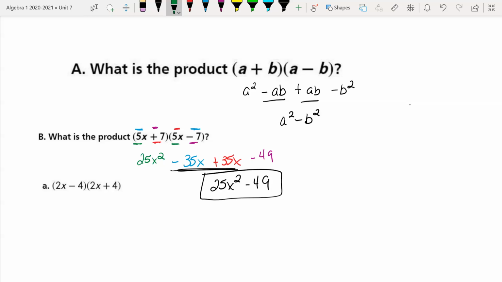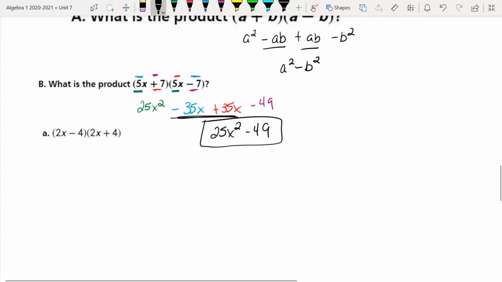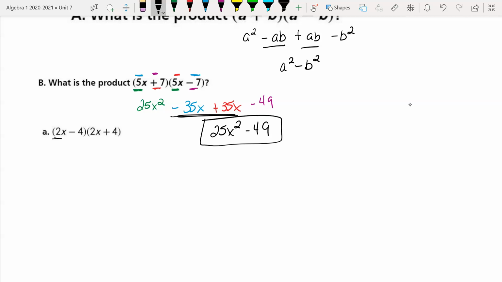So the pattern is that the first term squared minus the second term squared is going to give you your answer. So go ahead and try A. If you wanted to do the shortcut, pause it. And if you think about it, you could just do 4x squared minus 16. That should be my answer.